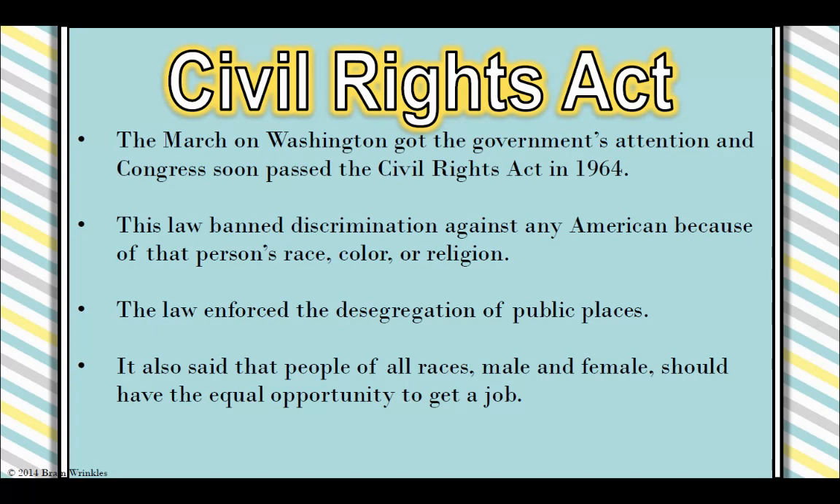If you are an American, it does not matter where you come from, what type of person you are, you are protected under this law. Okay, the law enforced the desegregation of public places, and it also said that people of all races, male and female, should have the equal opportunity to get a job. Okay, so this is not only talking about races and religion, this is also talking about gender, which was a huge thing at this time. This actually leads to the female movement. Okay, speaking up for female rights.